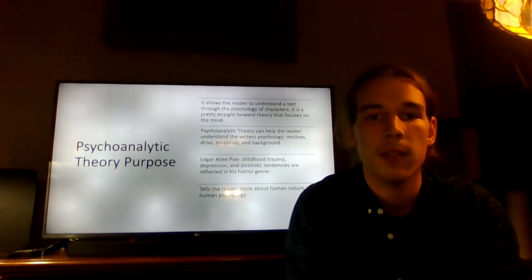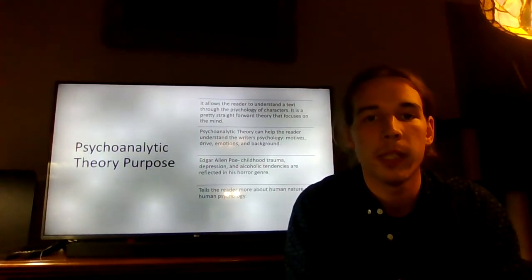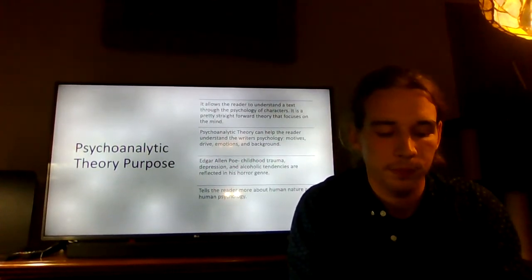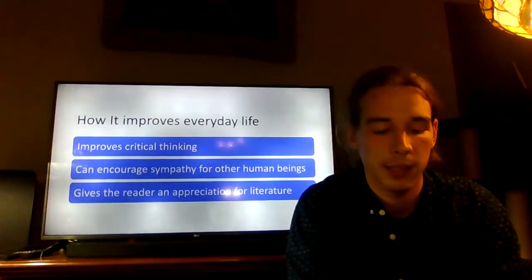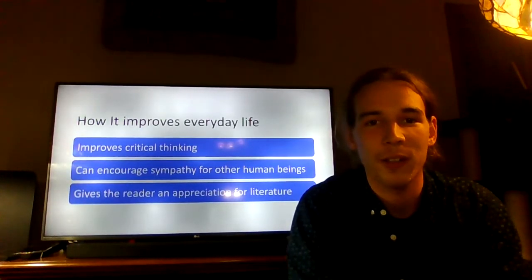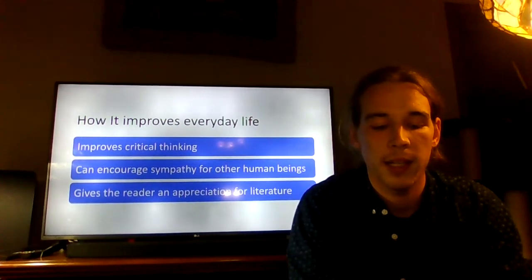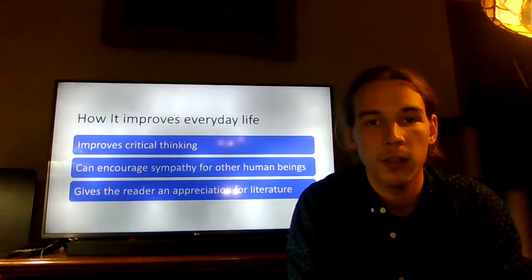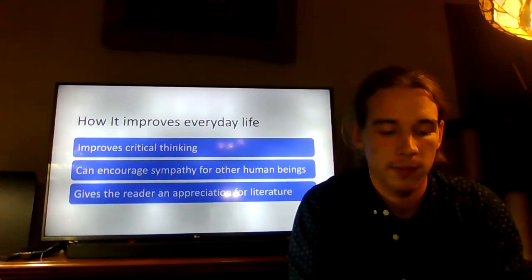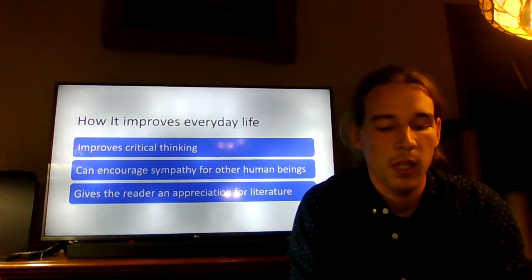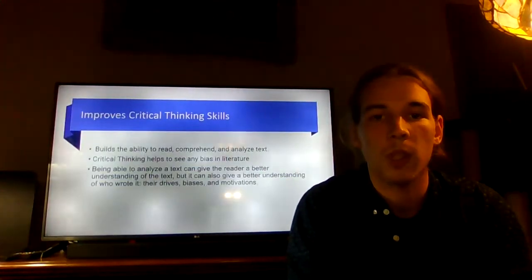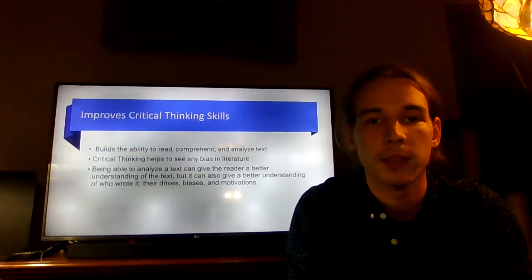So now that we've discussed the theories, let's discuss how we can use these in everyday life. Literary theory can help us grow in our critical thinking skills, encourages sympathy for other human beings, and gives the reader an overall better experience. Being able to analyze a text grows our critical thinking skills.